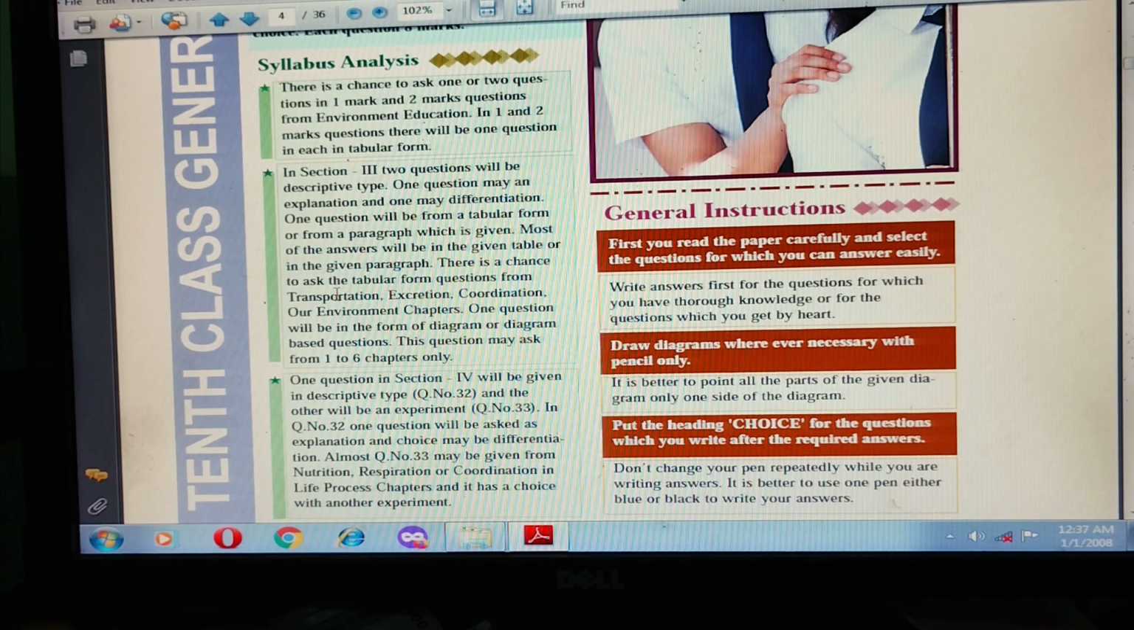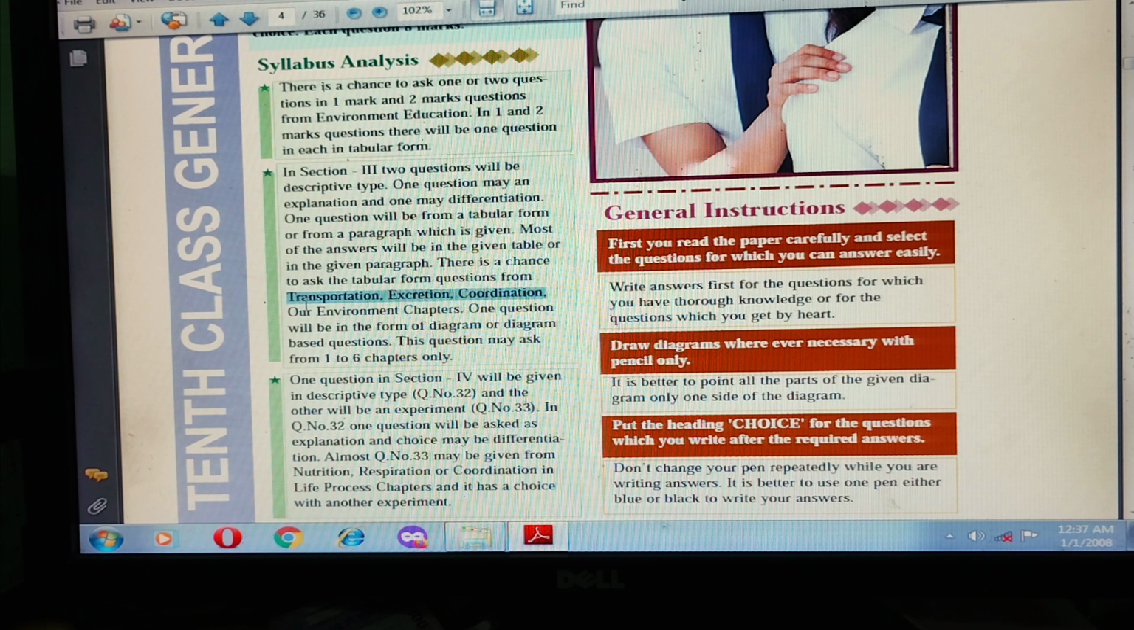There is a chance to ask table or form questions from chapters also, they mentioned clearly. See the transportation chapter: in it we have the endocrine glands and hormones table, and the plant hormones table. In excretion, there is an alkaloids table, and a table of excretory organs in other organisms, such as annelids and arthropods. Likewise, in the coordination chapter also we have a hormones table, and in transportation also we have tables.